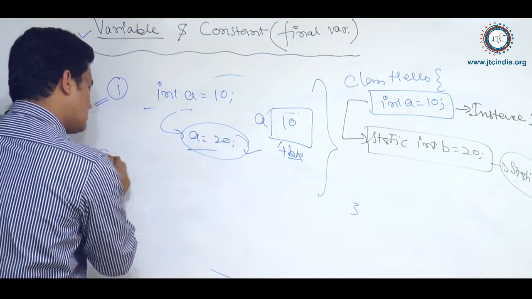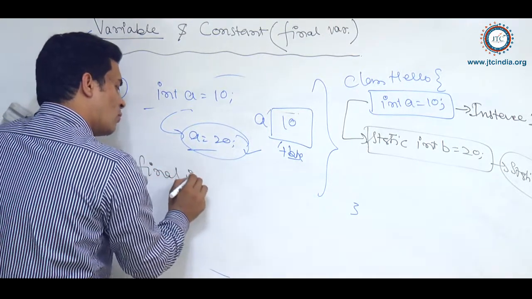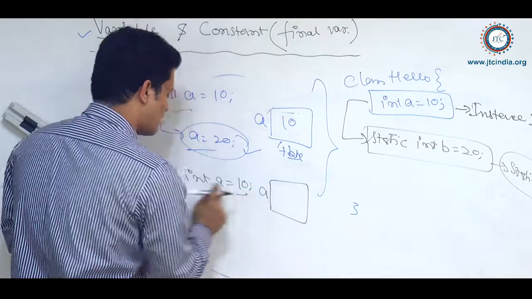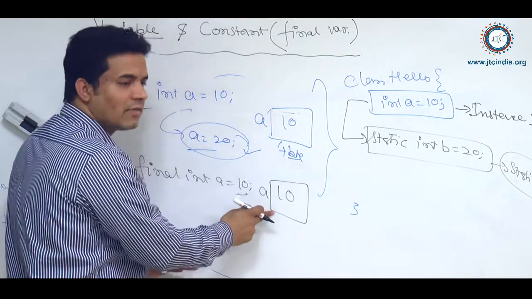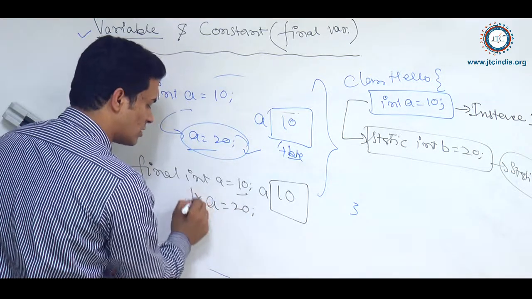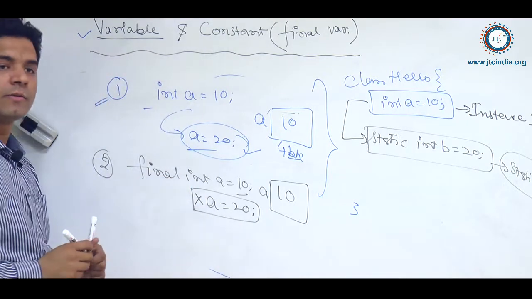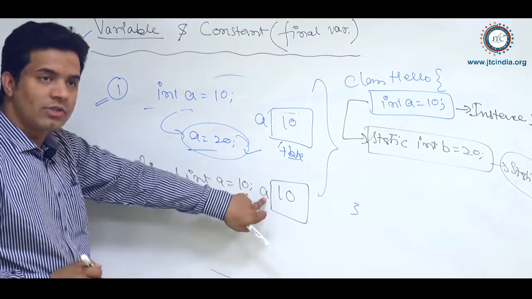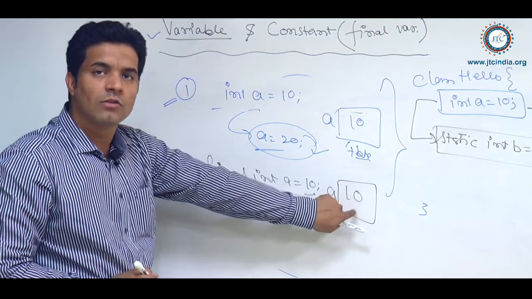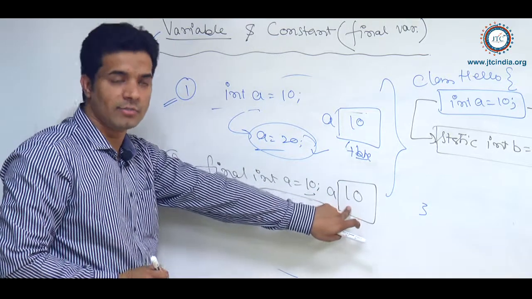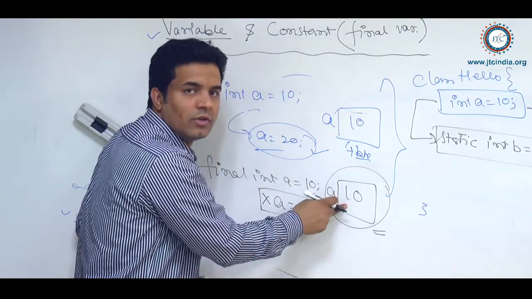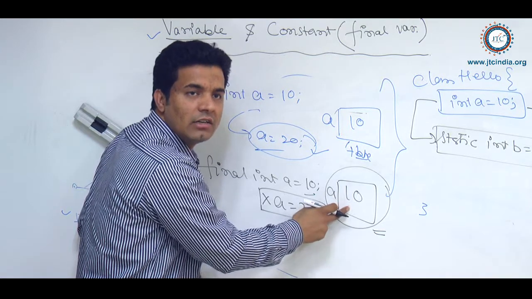Now the second case is final. Suppose you are writing final int a = 10. For this specific location, we can't change the value. Which means a = 20, when I write it, we can't do this. Why? Because with this memory location, the value 10 is tightly coupled, which means in this memory location we can't assign another value.